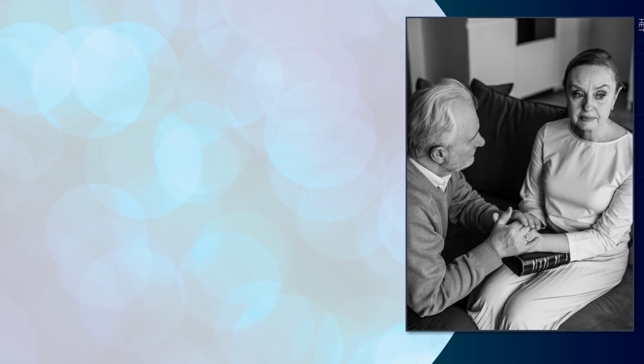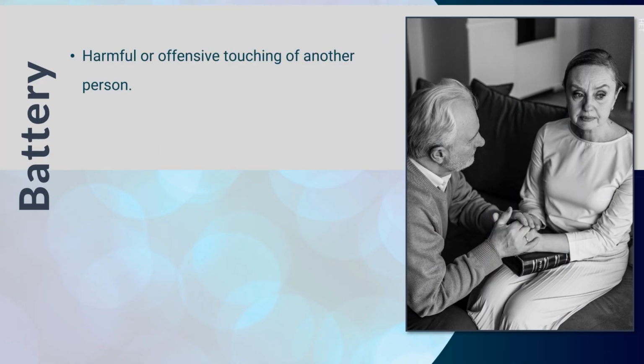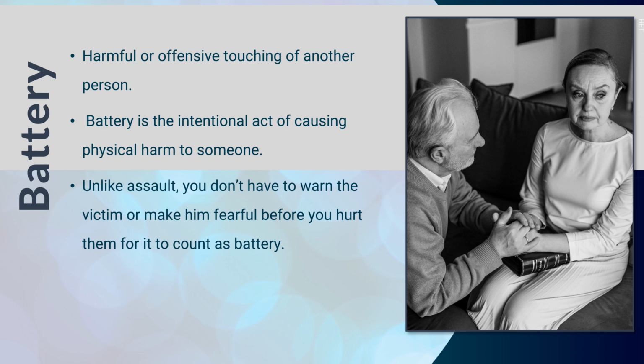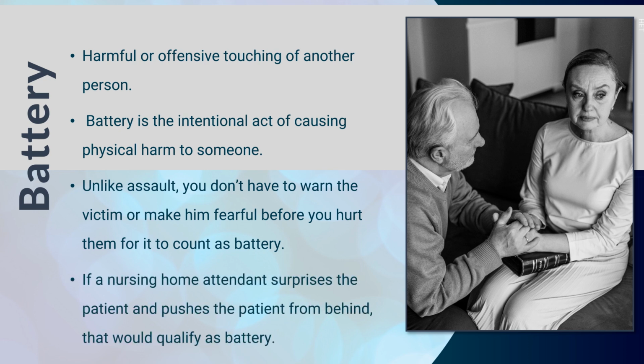Battery, however, is when I take that threat and make it a thing. Now I've actually beat you. Now I've actually caused physical harm. So, unlike assault, I don't even have to warn you. I can just come and beat you, you know? And it's not a good thing, but battery can just be something that you do and you cause physical harm. Maybe I'm pushing someone from behind. Maybe I'm even coming in front of somebody and I just push them from the front. As long as I've touched you and made you feel uncomfortable or caused any harm, that is called battery. So that's the difference between the two.